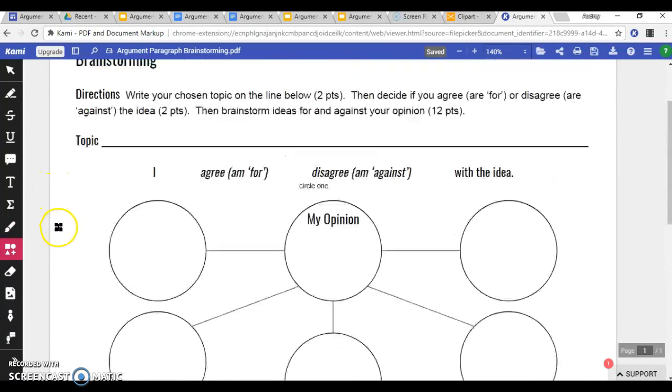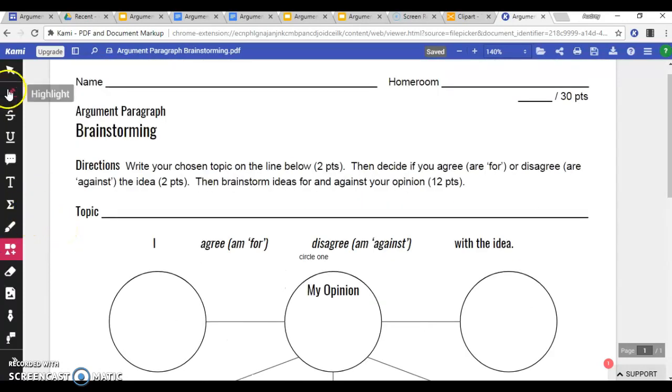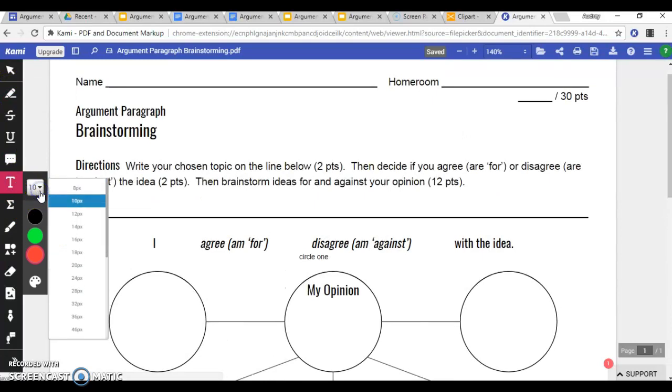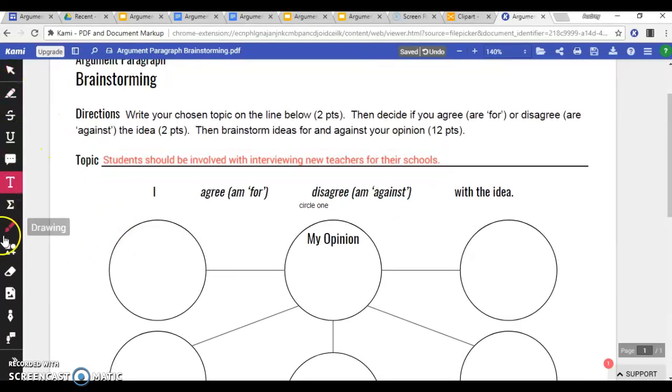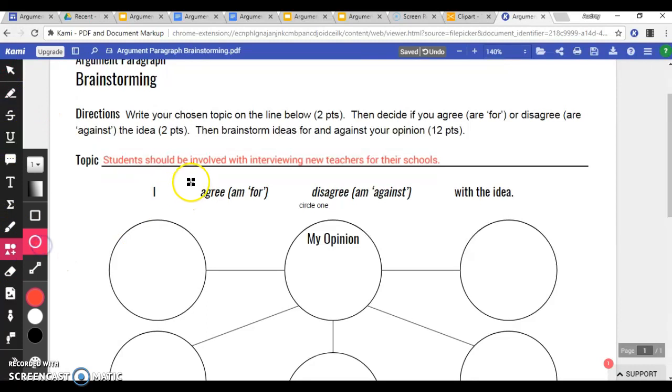Now that I've gone through the basic directions, I'm going to take you through an example. For my example, I'm going to be using a different topic to the ones that you are allowed to use. So my topic is that students should be involved with interviewing new teachers for their schools. And in my case, I agree with this idea. I think students should be part of the interview process for new teachers.